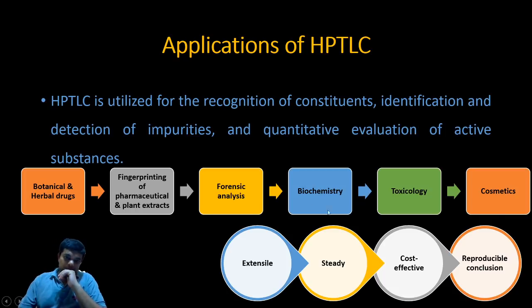I can guarantee you that if you go on Google or Google Scholar and just type fingerprinting of pharmaceutical and plant extract, you will get 20 or 25 first-page hits, and 3 to 4 hits will be using HPTLC. This is the importance of HPTLC. Forensic analysis, biochemistry, toxicology, and cosmetics. And all these applications of HPTLC are because of its properties of being extensible, steady, cost-effective, and giving reproducible conclusions.